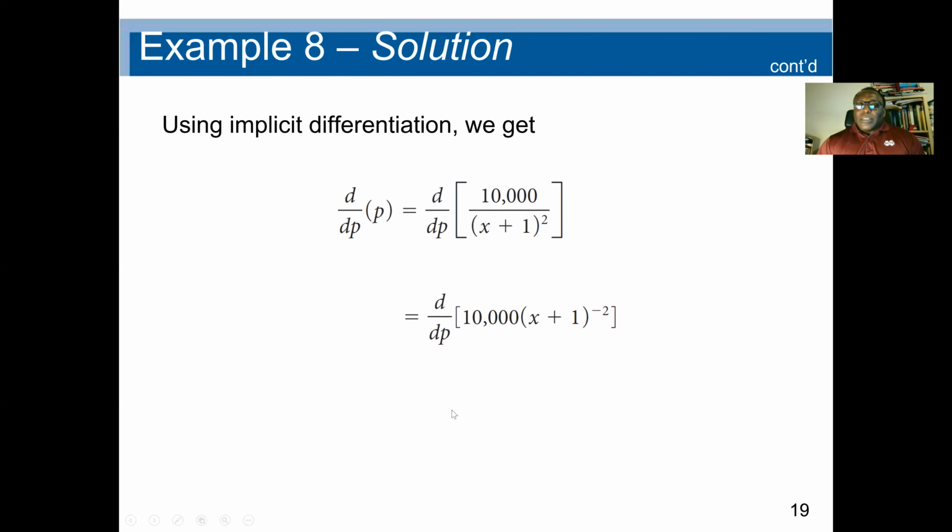And first we rewrite it. Then we find the derivative of this. We get negative 2 times s plus 1. Then negative 2, minus 1 will give me negative 3. I took the 10,000 out since it's a constant. The derivative of p will give me 1. And remember, we still have the derivative of the s here, and we have the ds dp.